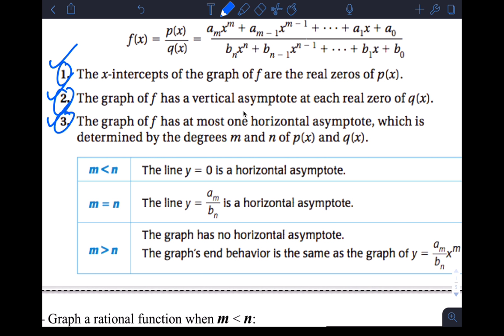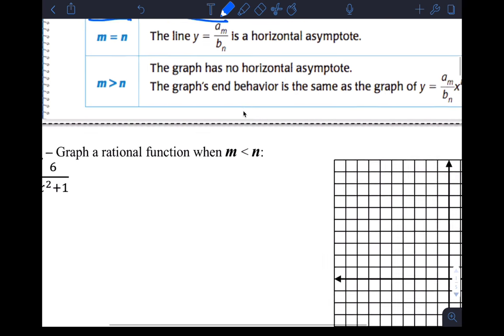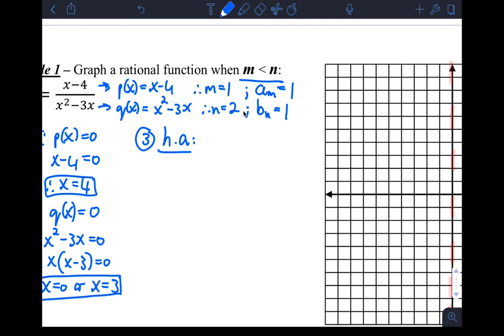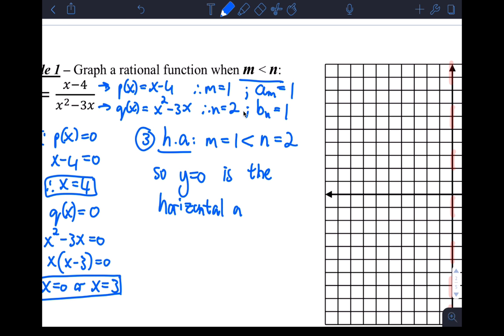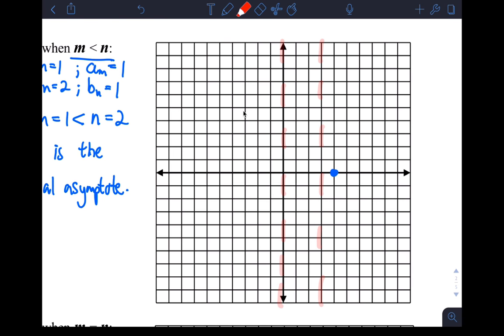Step three says, if m is less than n, y equals 0 is the horizontal asymptote. All right? So we're looking for the horizontal asymptote. We have m, which is 1. That is less than n, which is 2. So y equals 0 is the horizontal asymptote. So if I go here and graph that, here is the horizontal asymptote.